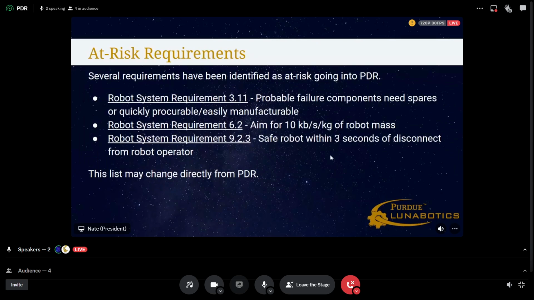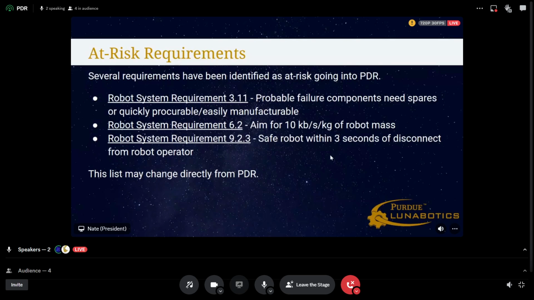With our requirements, there are several requirements that we have identified going into PDR as at risk. This may have changed because of the fast-moving pace that we've gone with the PDR. However, this is what we've identified going into it. So the first one is requirement 311.